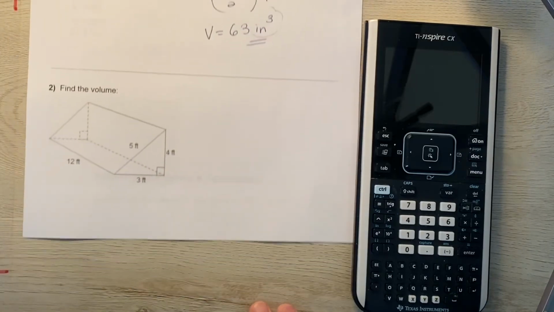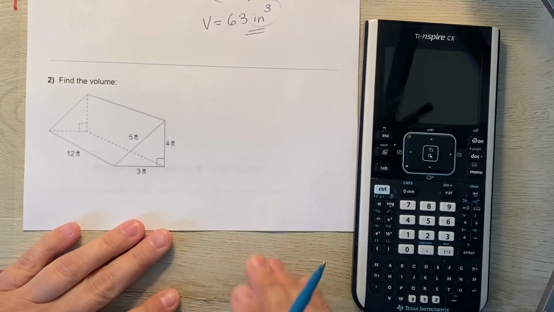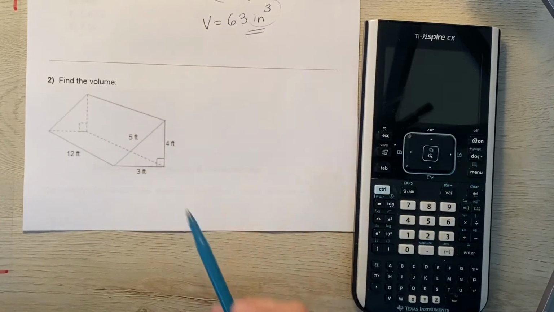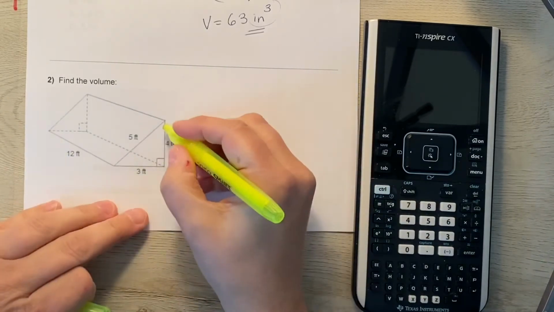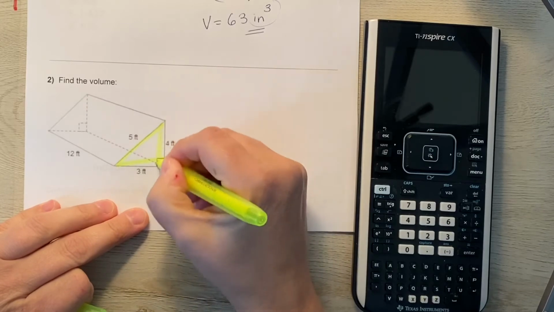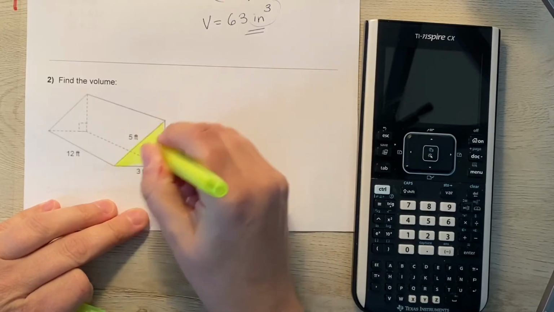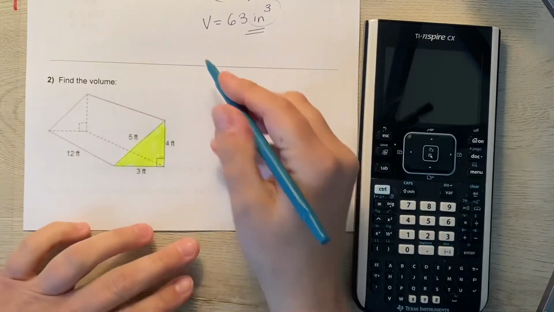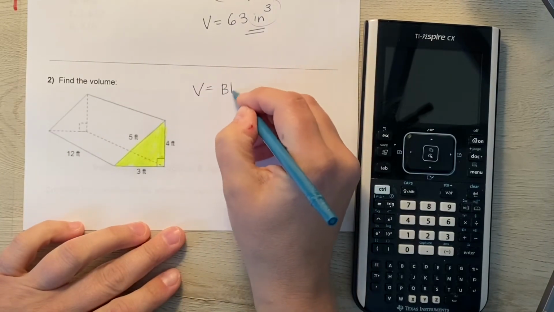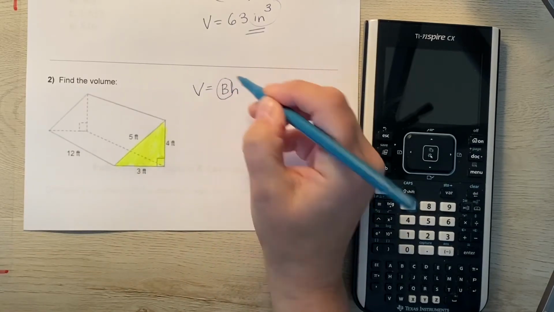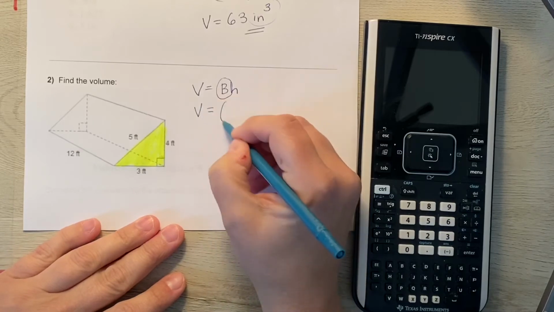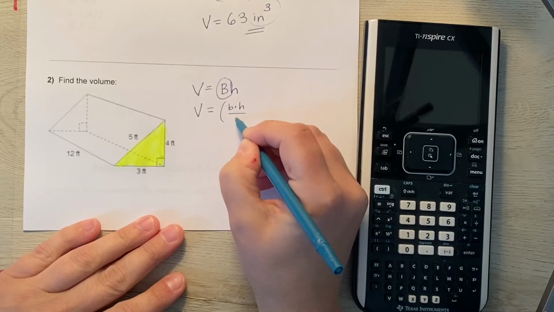Okay, let's try number 2. This is also a triangular prism because you have 2 bases that are triangles. In fact, I'm going to highlight the base. Okay, volume equals base times height. Big B means the area of the base, which is a triangle. So we're going to put the area of a triangle formula here.